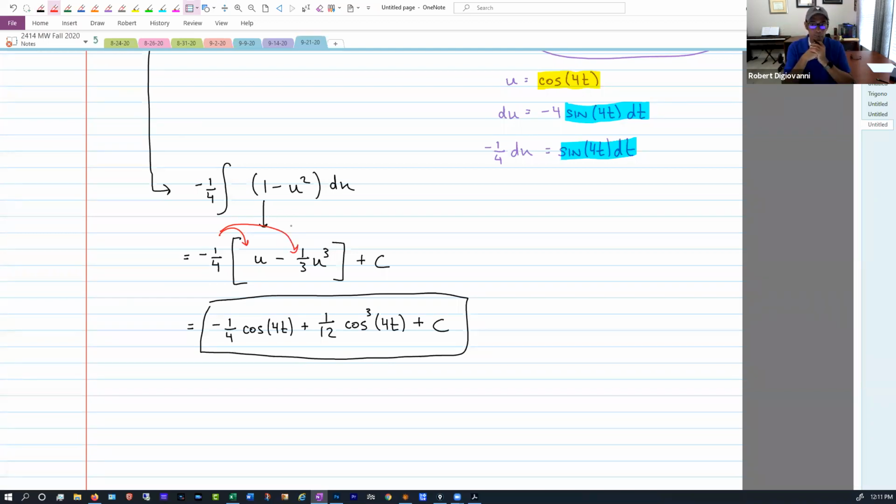What do you think? That's how you deal with sine to an odd power. You peel off a sine and you use a Pythagorean identity. Any questions? Okay, I'm going to do another one. I'm going to make this one up. Moving on.